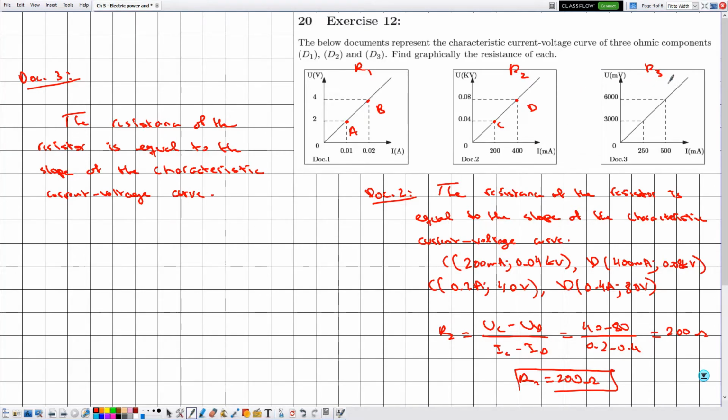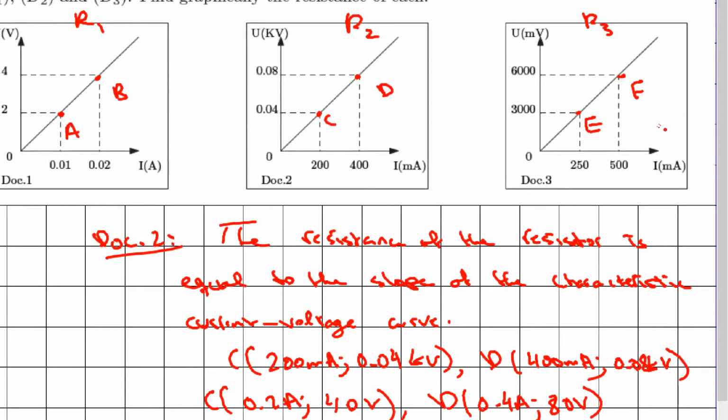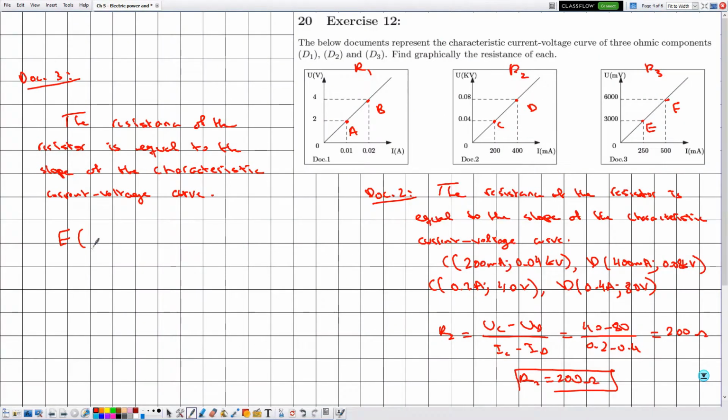So now let's choose 2 points. Suppose this is the point E and this is the point F. The coordinates of these points are given by E. We always start with the current, which is given by 250 milliamps, and its voltage is given by 3000 millivolts. As for the point F, it is given by 500 milliamps, and the voltage is given by 6000 millivolts.